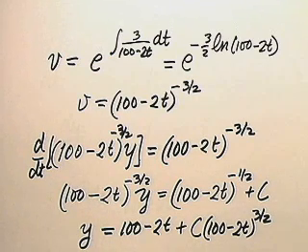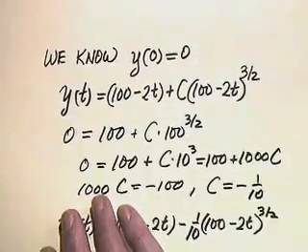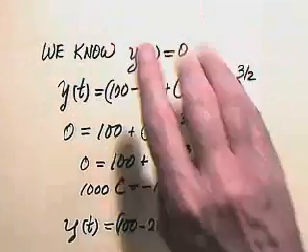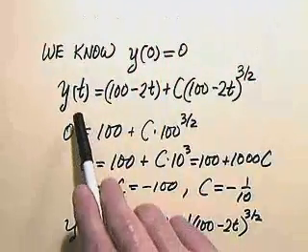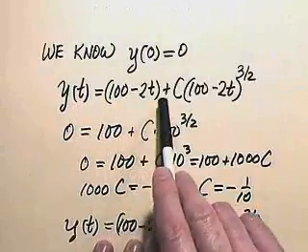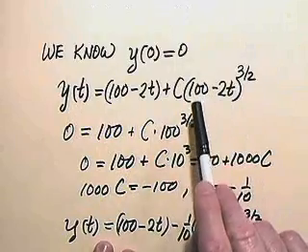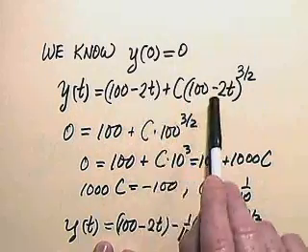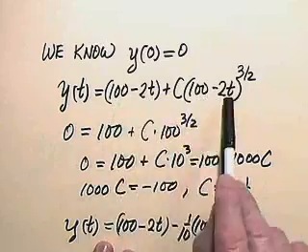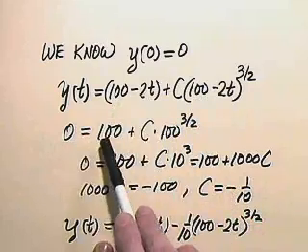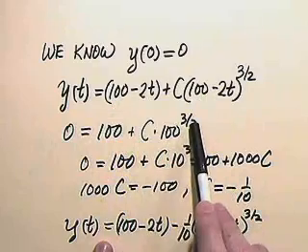However, we know something else about our situation. When we start at time t equals 0, there is no fertilizer in the tank, and that means we know y(0) equals 0. In effect, that's given us an initial value problem. Since y of t is 100 minus 2t plus c times 100 minus 2t to the 3/2, what we do is replace everywhere t by 0, and so this term just becomes 100, this becomes 100, and we get 0 equals 100 plus c times 100 to the 3/2.